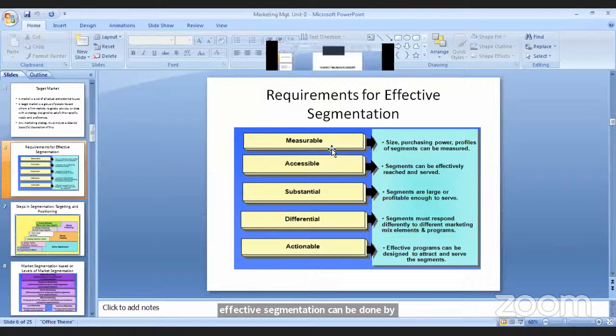Now, while we're talking about how to make an effective segmentation, the effective segmentation can be done by being measurable. If you are able to measure it, then accessibility, through accessibility you can divide the segmentation. Substantial, then differential, and actionable. So you are able to segment your product according to this particular way.